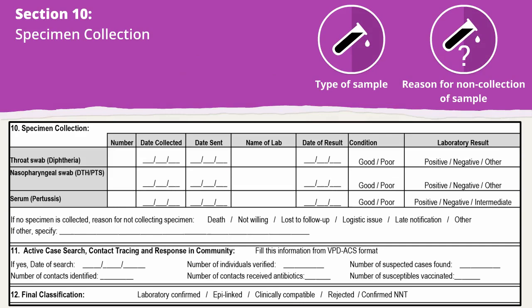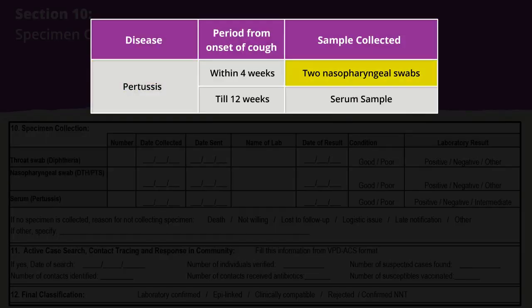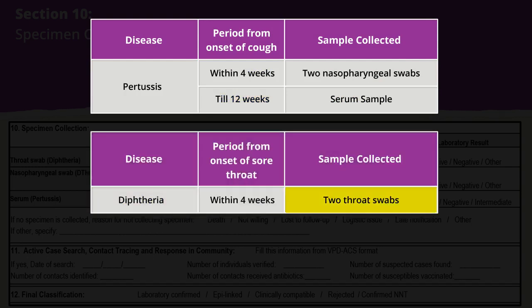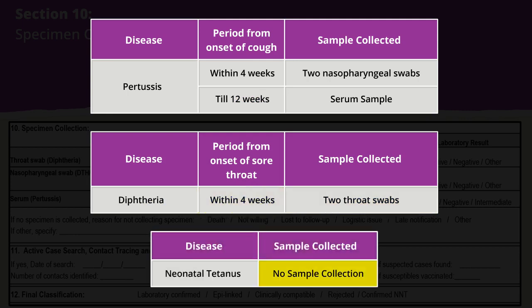In Section 10, fill in the details of specimen collection. Remember to mention reasons if sample is not collected. In pertussis, 2 nasopharyngeal swabs should be collected within 4 weeks and serum should be collected till 12 weeks of onset of cough. In diphtheria, 2 throat swabs should be collected within 4 weeks of onset of sore throat. No sample has to be collected in a neonatal tetanus case as its diagnosis is clinical.